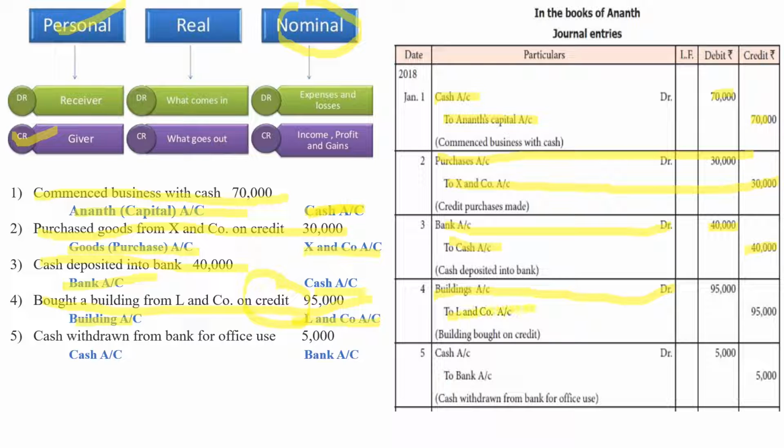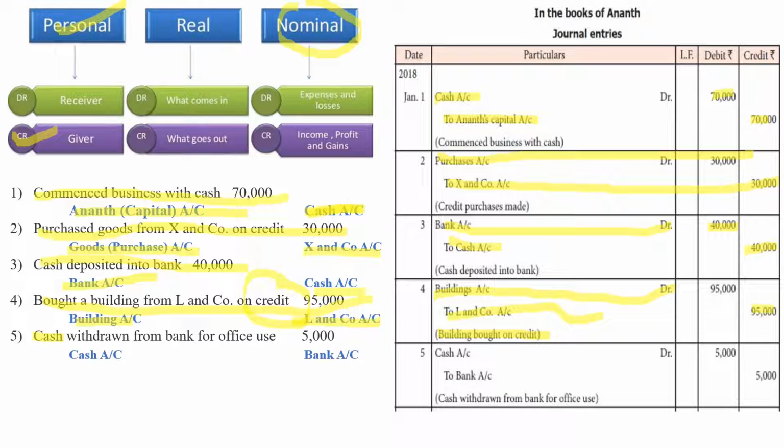And L and Co company is the giver. This is an artificial person and the rule is debit the receiver, credit the giver. This is the giver. That's why it would be credited. The narration is building bought on credit. If it was for cash, we would have narrated as building bought for cash.